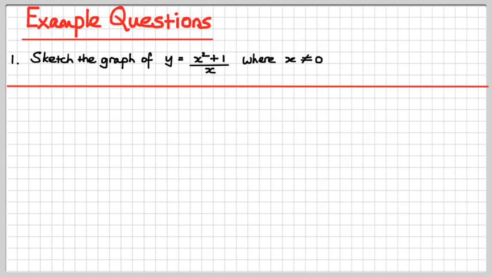All right, some example questions for you. Here we go. Sketch the graph of y equals x squared plus 1 over x, where x can't equal 0. Well, now look, when you look at this, you think, good grief, what am I supposed to do with this? Fear not, my child. It's very easy.